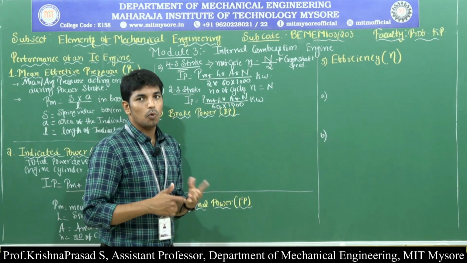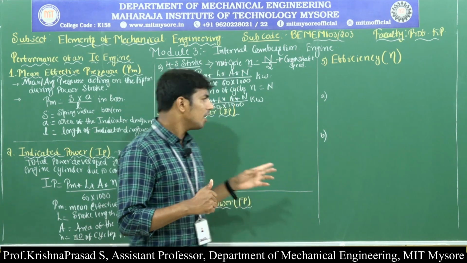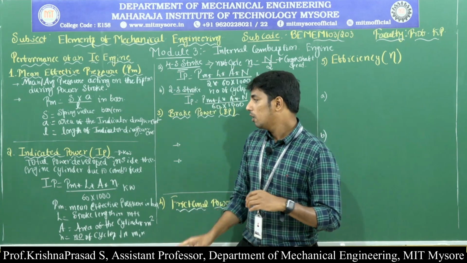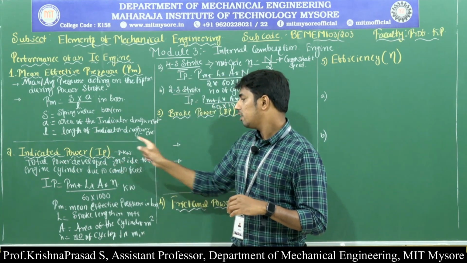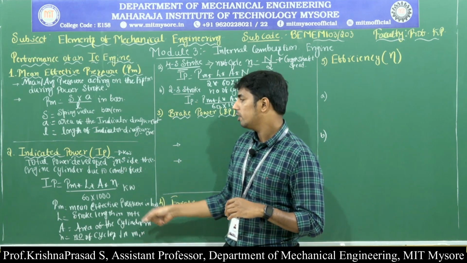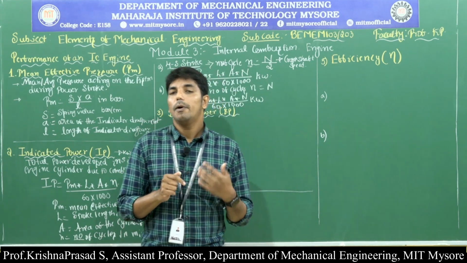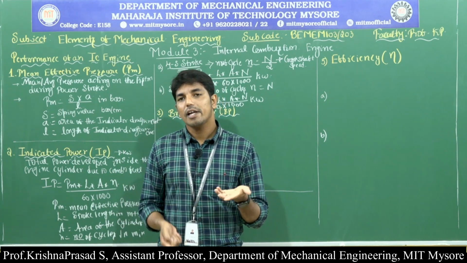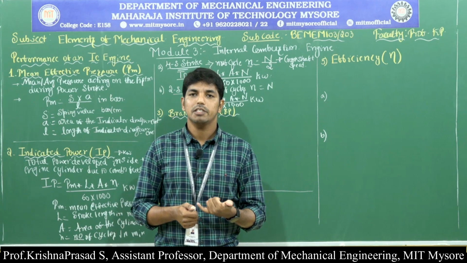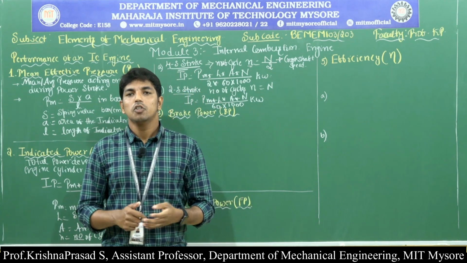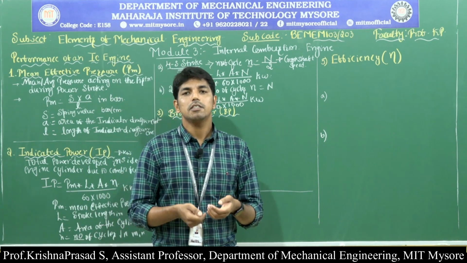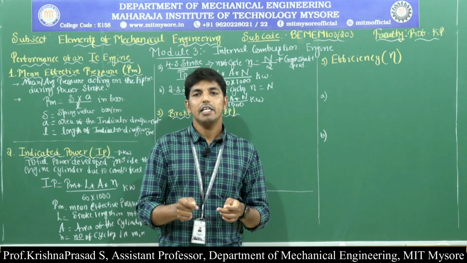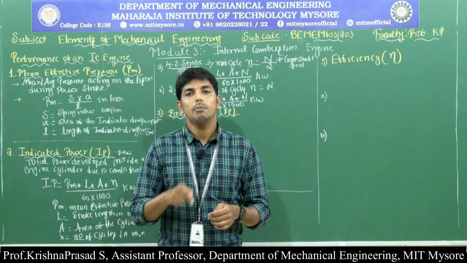Next, the third one: what is meant by the brake power? Okay, so first we need to recall what is meant by the indicated power. The total power developed inside the engine cylinder due to the combustion of the fuel is called indicated power. But the power is transferred from the piston to the crankshaft through various intermediate mechanisms like the connecting rod and crank. Because of the movement of these components, some power is going to be lost. And the total power available at the engine crankshaft is called the brake power.